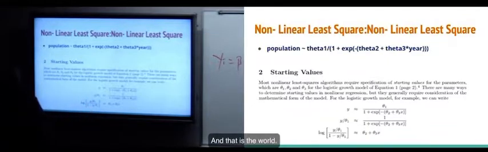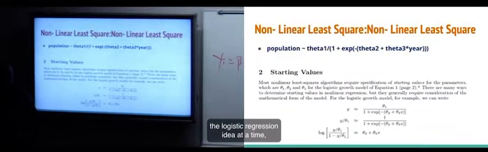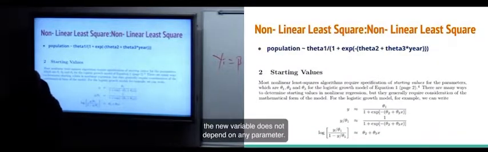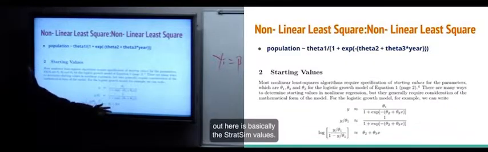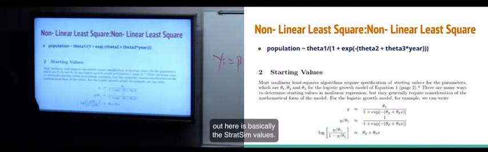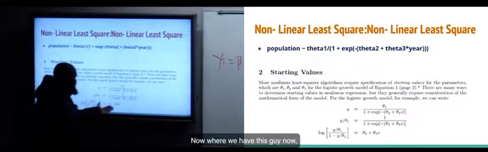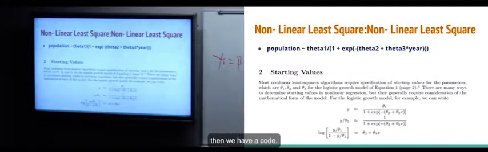And that is the reason, the one I showed you in the logistic regression the other time, the new variable does not depend on any parameter. But the one that depends on a parameter, of course, the only good thing we want to get out of here is basically the starting values. Okay, now when we have this, then we have a code.